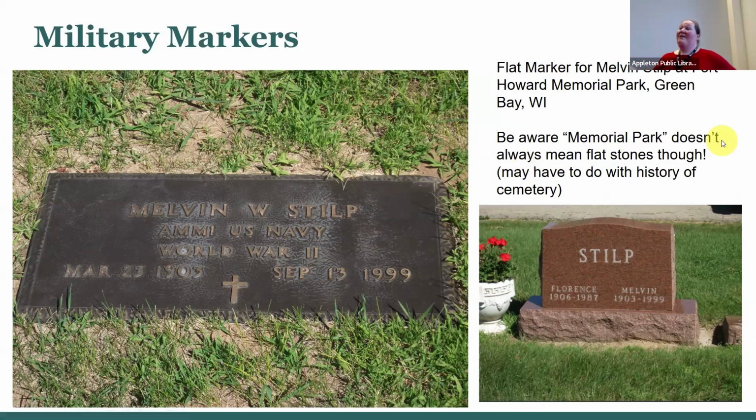And again, be aware, memorial park, like we had talked about as a type of cemetery, doesn't always mean flat stones though, because this is obviously an upright stone. This one's a flat stone, but it does have to do with the history of the cemetery. So originally it wasn't a memorial park cemetery, or that wasn't the official name of it. So some of these older burials have upright cemetery markers compared to the flat ones that you are traditionally seeing in a memorial park cemetery. So just be aware of that.